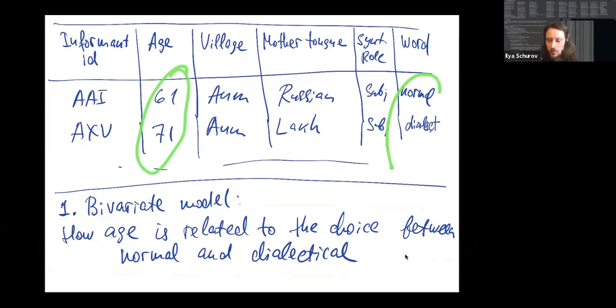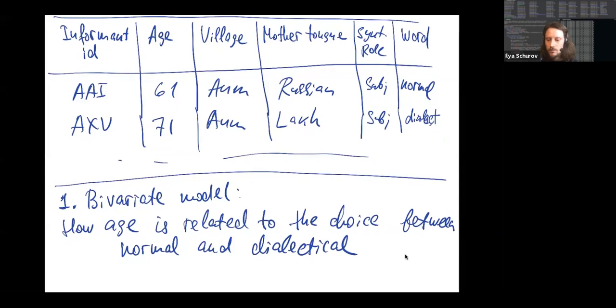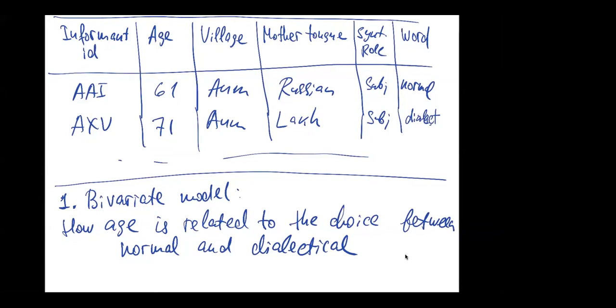If I have this data, I have these two columns. Is it possible to understand, for example, is it true that people tend to use normal forms if this person is younger, and if this person is older, we can expect to see more dialectical forms. How to test this kind of hypothesis? Any ideas? So we need to find a correlation between this numeric variable age and the variable word, normal or dialectical, yes?